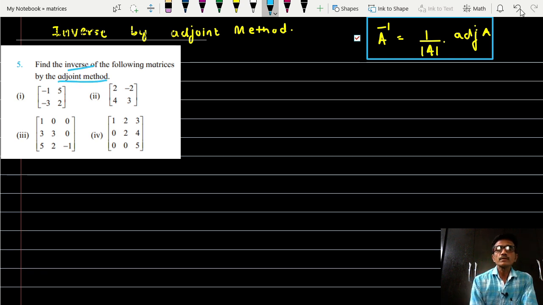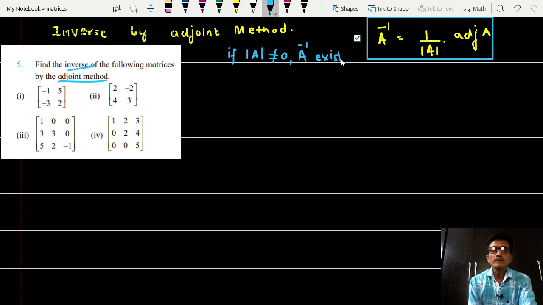So by the adjoint method, this is the formula: inverse of a matrix is equal to 1 by determinant of A into adjoint of A. First of all, we'll see if determinant of A is not equal to 0, that is, a non-singular matrix, then A inverse exists, and by the adjoint method it is given by this formula: A inverse is 1 upon determinant of A into adjoint of A. So let us do this first question.